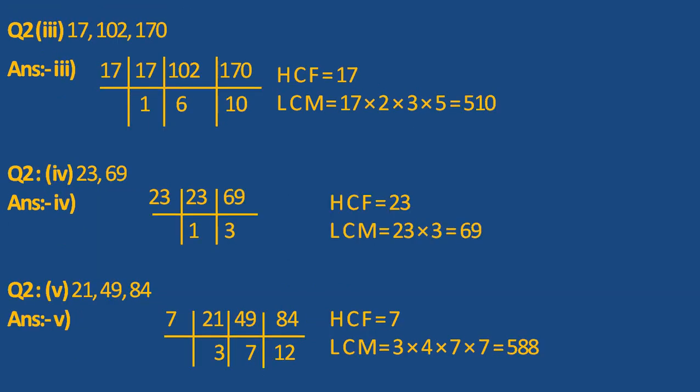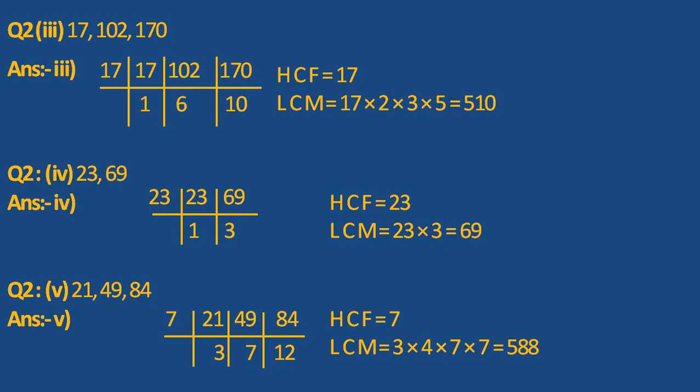Again, few more sums. 17, 102, 170. Now to remove the common factors, if we factorize it, 17 1s are 17, 17 6s are 102, 17 10s are 170. So HCF is 17. LCM will be 17 multiplied by 6 multiplied by 10. Now 6 can be written as 2 into 3 and 10 can be written as 2 into 5. Again in 6 and 10, 2 is common. So 17 multiplied by 2 and the leftover numbers 3 and 5, which is equal to 510.